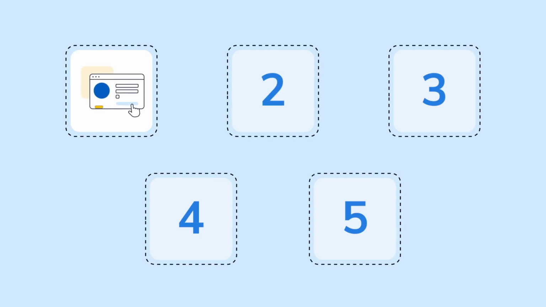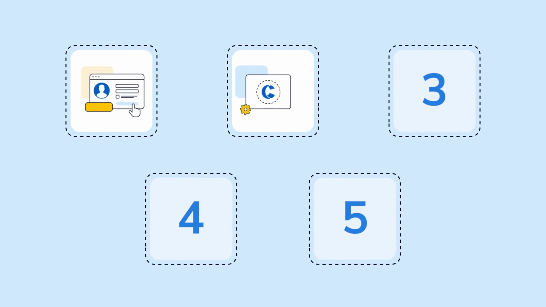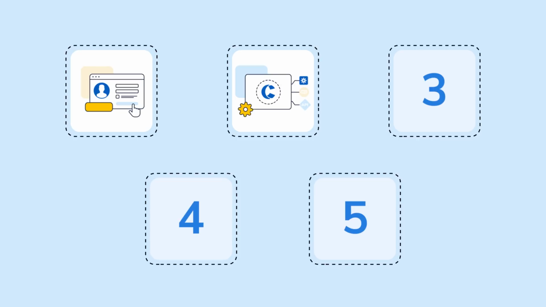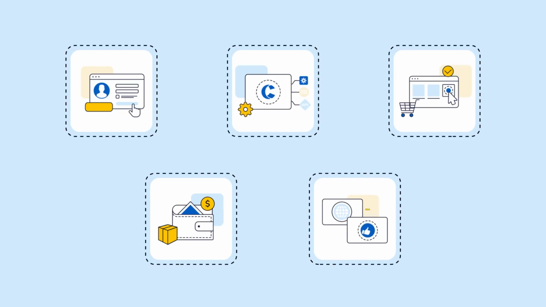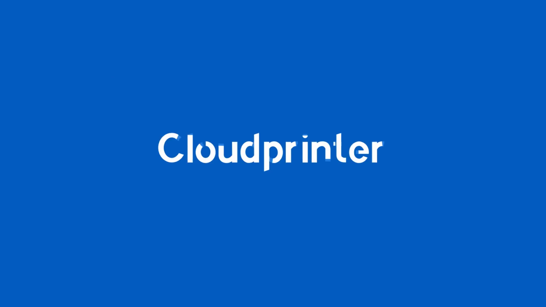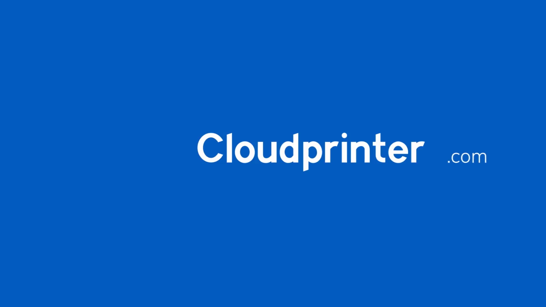Step 1. Create a Cloudprinter.com account. Step 2. Integrate via Print API or one of our connected apps. Step 3. Select your products. Step 4. Test the ordering flow. Step 5. Go live. Register an account now and start growing your business with global printing straight away.